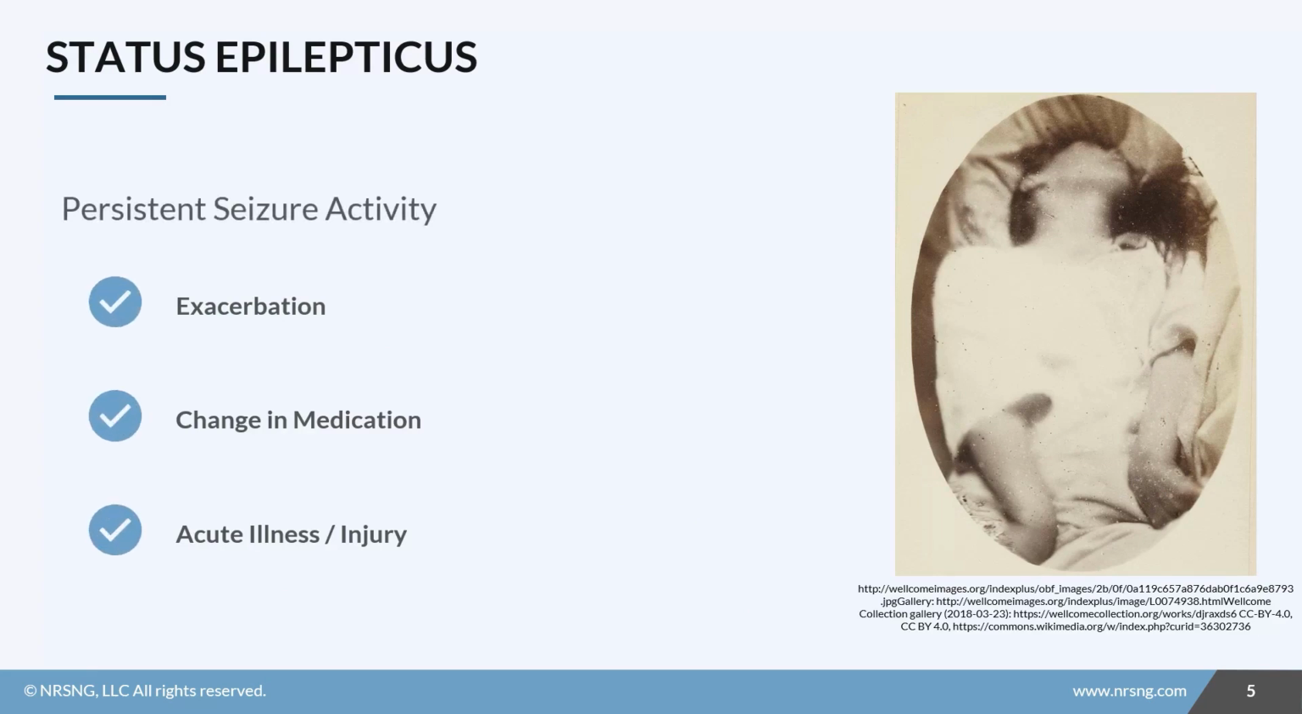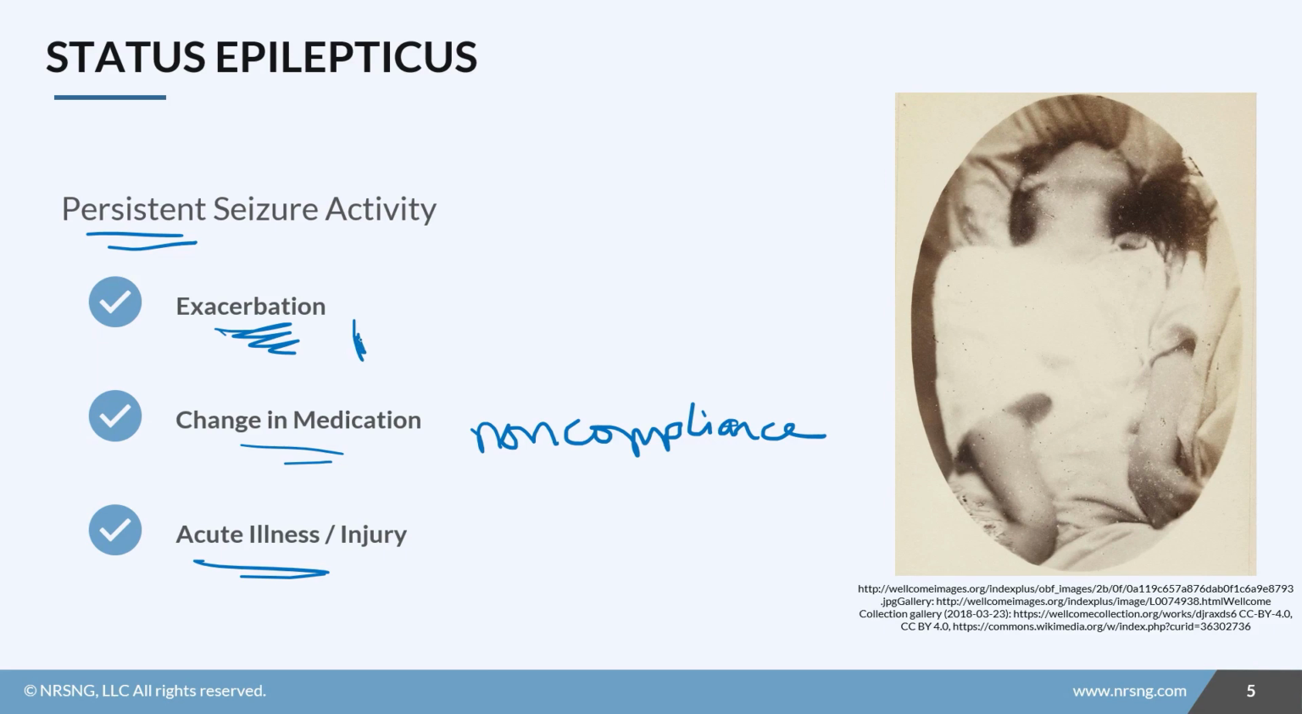Remember that status epilepticus is a state of persistent, non-stop seizure activity. So when you think status, I want you to think it's an exacerbation of a seizure disorder. Something is going wrong that's making their seizure condition worse. It could be that they had a change in medication and it wasn't therapeutic enough, or even that they haven't been taking it. We see this a lot in the emergency department. Or it could be that they had some sort of acute illness or injury that is causing irritation in their brain. Either way, when you think status epilepticus, I want you to think exacerbation.